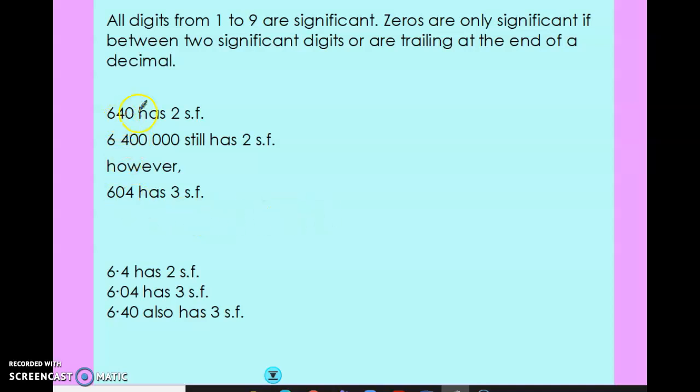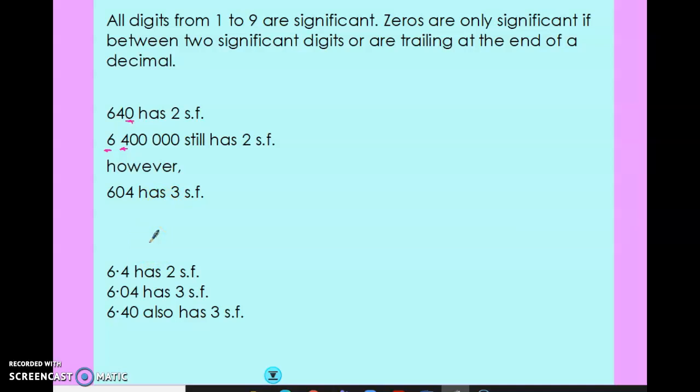Okay, so if you look at 640, chances are it's got two significant figures. This zero at the end isn't significant. Same if we look at 6,400,000, it's still only got the two significant figures. All these zeros here are not significant. But if we look at 604, because the zero is in between the 6 and the 4, that one has three significant figures.